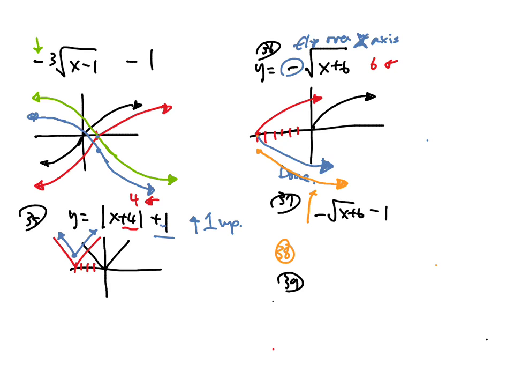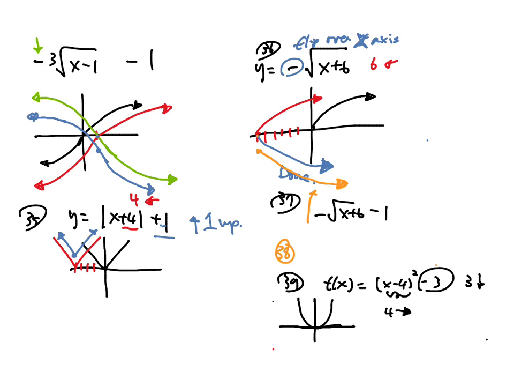39, you have f of x equal (x minus 4) squared minus 3. So this means what? 4 to the right. This means 3 down. So if we start here, 4 to the right means somewhere over here. 3 down means now we gotta move the vertex 1, 2, 3. Again, drawing not to scale, down. So that's our final answer. Okay.